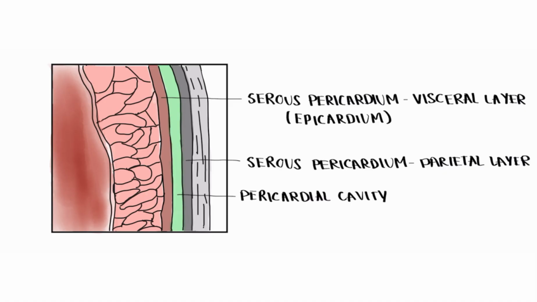Inside this cavity, there is fluid called serous fluid, and it functions to reduce the friction of the heart during its movement. The fibrous pericardium is composed of dense collagenous connective tissue. It functions in anchoring the heart to the surrounding structures, anteriorly to the sternum and inferiorly to the central tendon of the diaphragm.